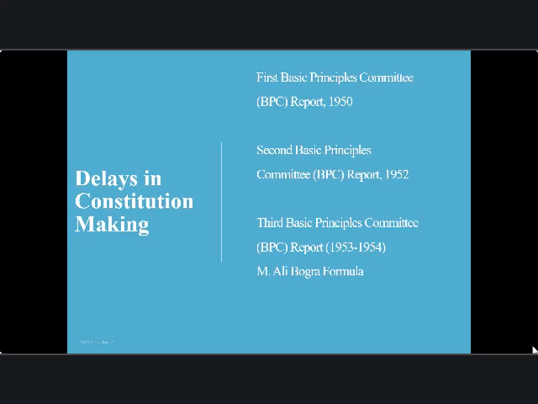Now students, we will discuss the third Basic Principles Committee Report, जिसको बाद में बोगरा फॉर्मूला भी कहा गया था, 1953 to 1954. The report was presented in 1953 by Prime Minister Muhammad Ali Bogra in the Constituent Assembly to overcome the deadlock created by the earlier Basic Principles Committee reports and to finalize the constitutional framework.